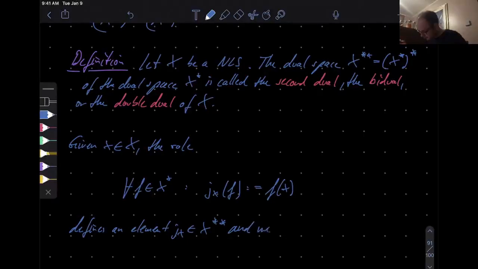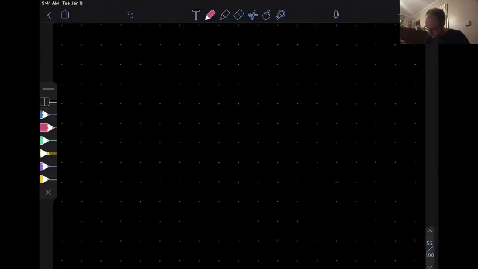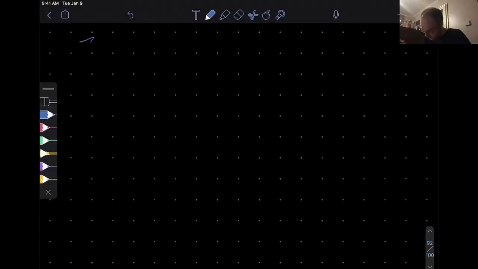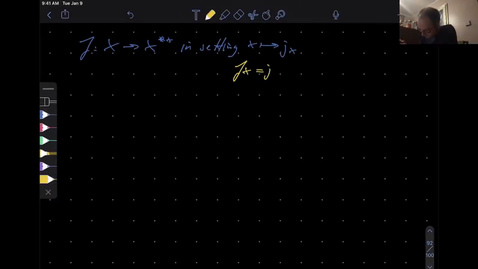Having this, we thus have a, probably D is better, canonical map, which is J, which goes from X to the bidual, and it assigns to a given vector X that map J sub small x. Okay, so in other words, J of X, capital J acting on X, is just small j with subscript X.